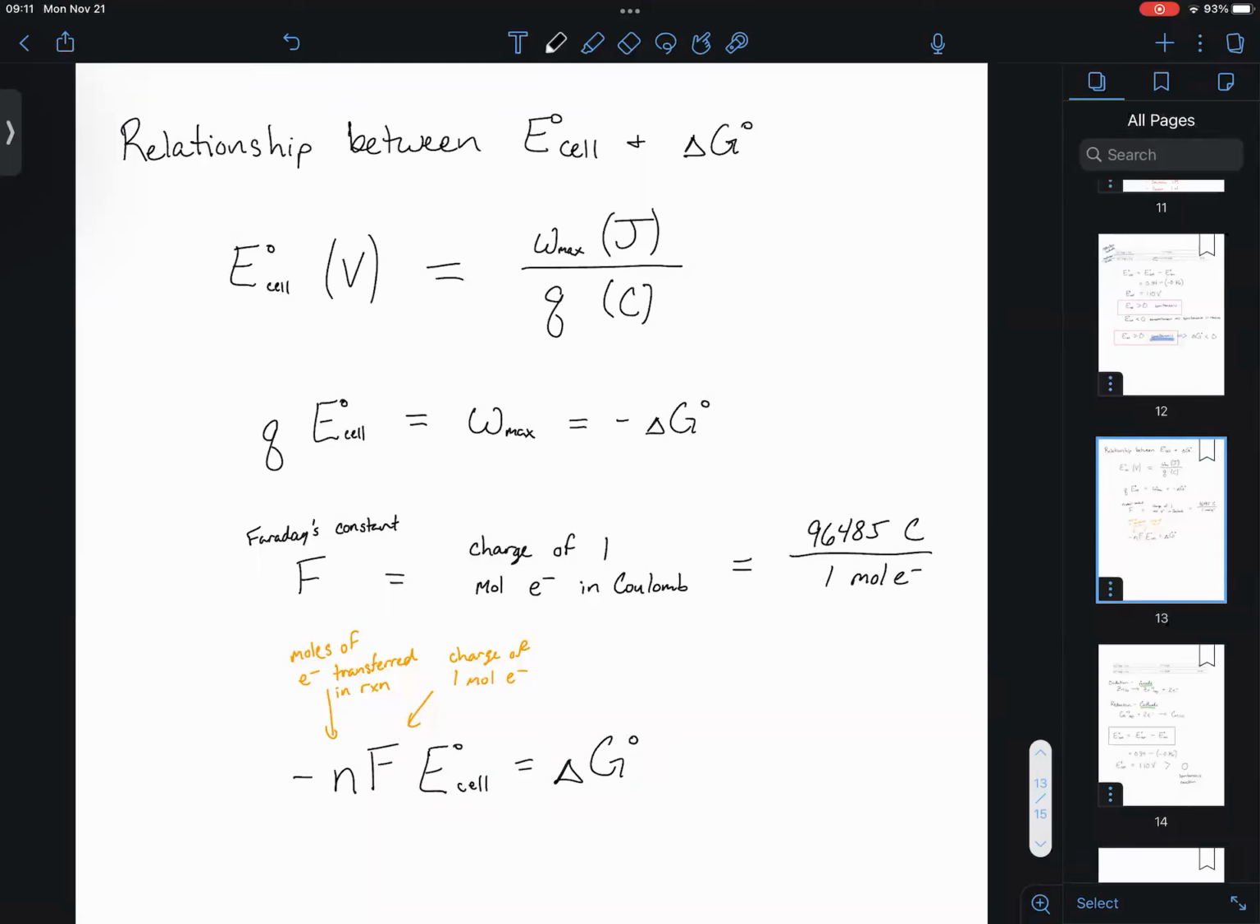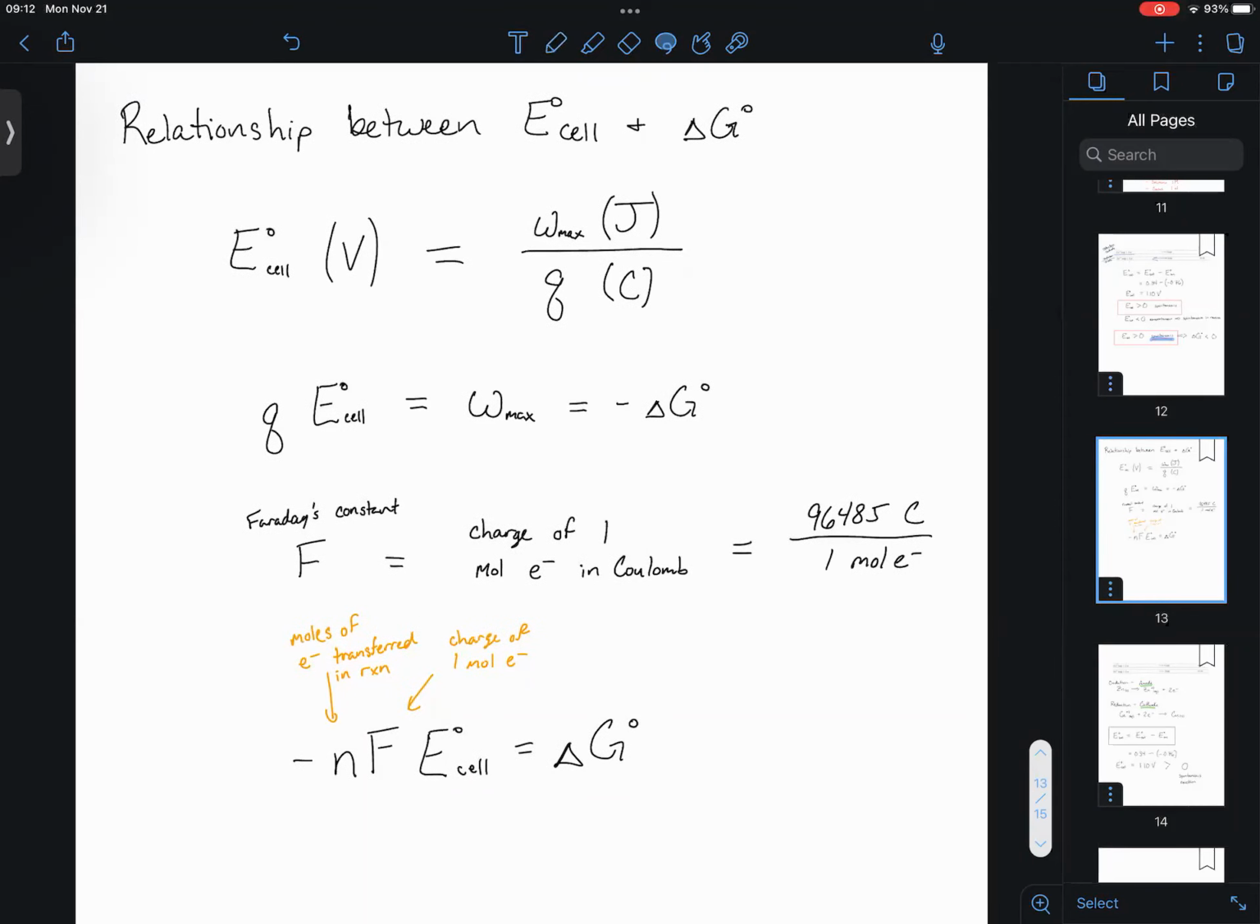Okay, so given these here, we can go take a look at our previous battery and then plug everything in and figure out what the actual free energy of that battery would be. So let's just take, what's the easiest thing to do?